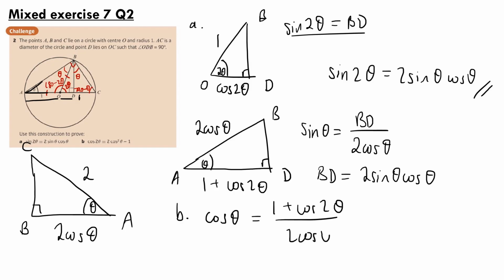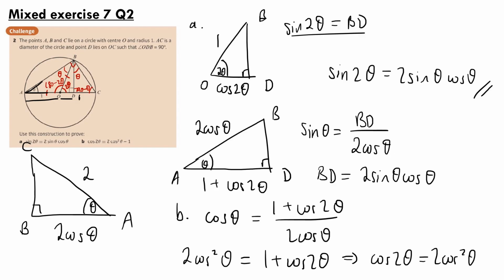Multiplying both sides by 2 cos theta gives 2 cos squared theta equals 1 plus cos 2 theta. And then finally, taking 1 from both sides, cos of 2 theta is equal to 2 cos squared theta, take away 1, as required. And that is the end of the challenge question walkthrough for Edexcel's Pure Year 2, Chapter 7.